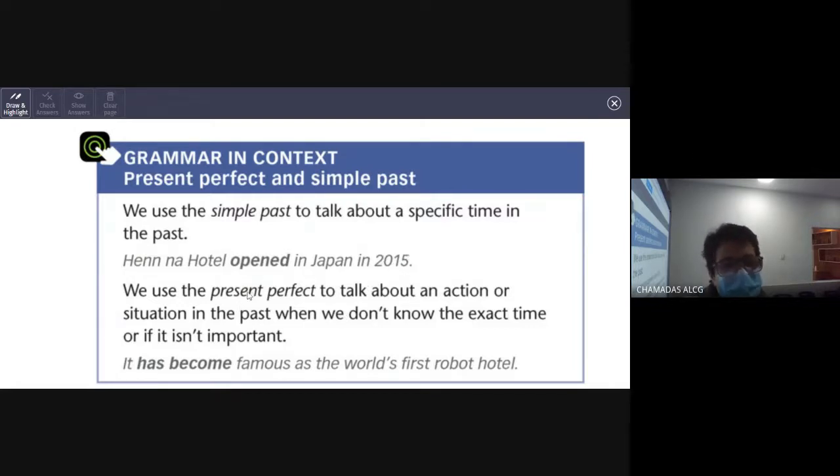Now we use the present perfect to talk about an action or a situation in the past when we don't know exactly the time it happened, or if it really isn't important, because it may not be important to say when. Example, it has become famous as the world's first robot hotel. So it has become, we don't know when, it's not important to say when, so we don't say it became, it has become.